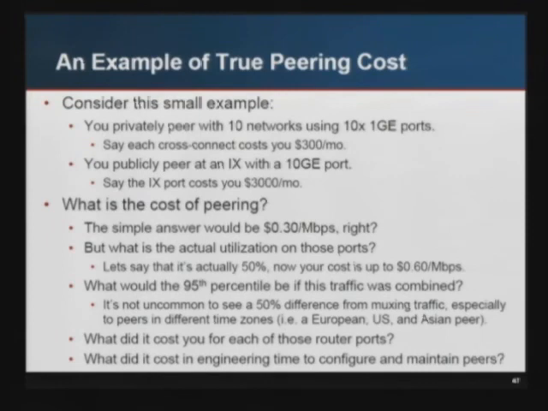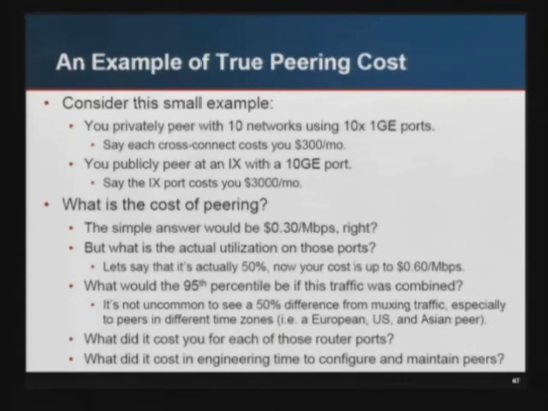Most people tend to find that you may have one peer that's at 80%, you may have one peer that's less, but if you look at your overall numbers, most people actually have an average of about 50% utilization on their peers. So now your cost is not 30 cents a meg, now your cost is actually 60 cents a meg.